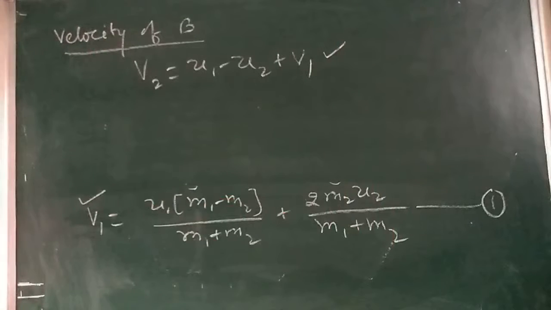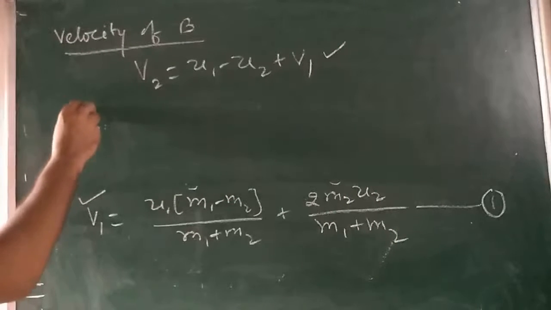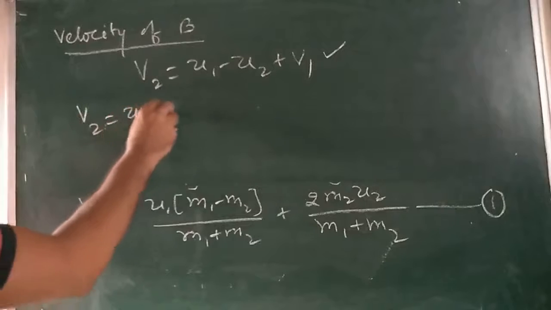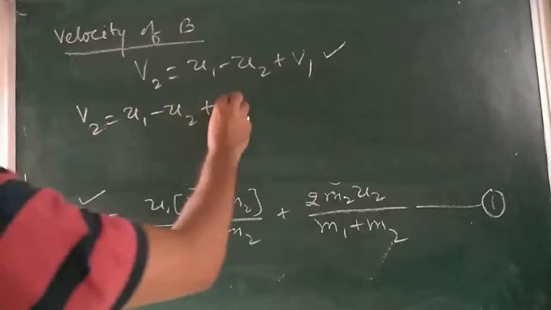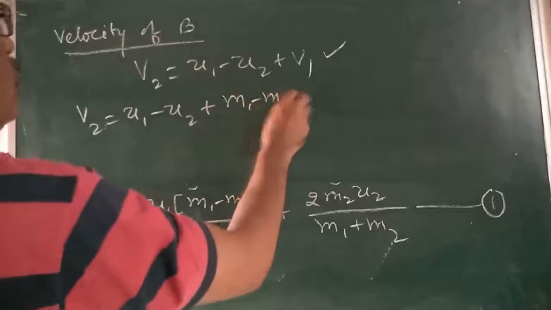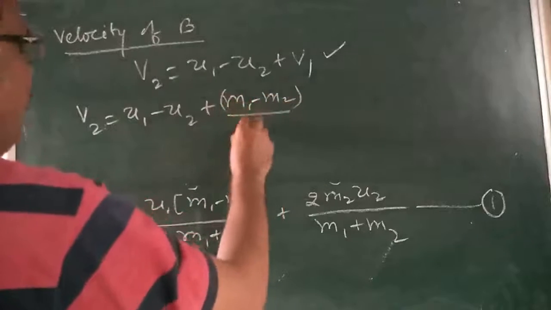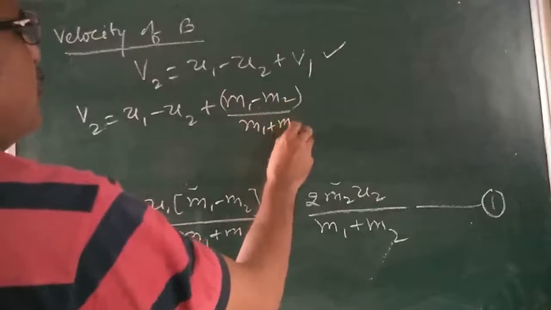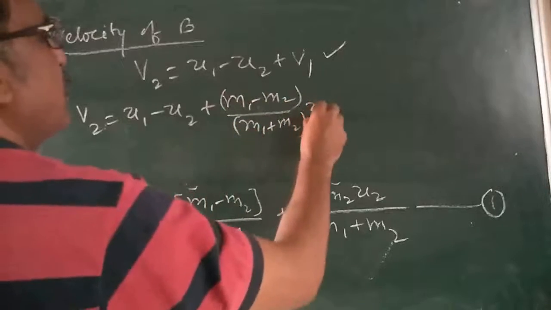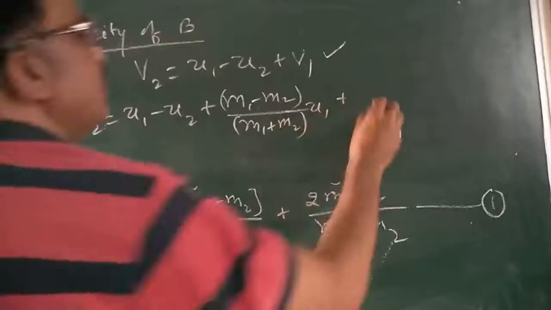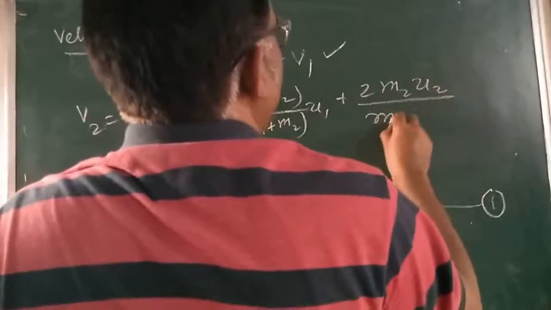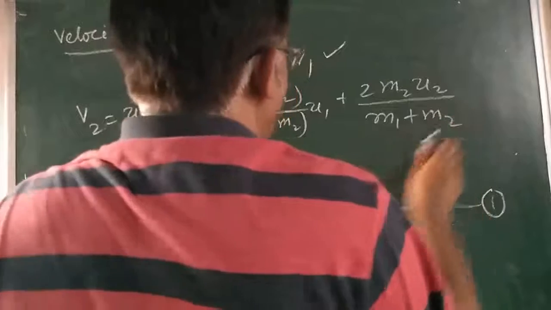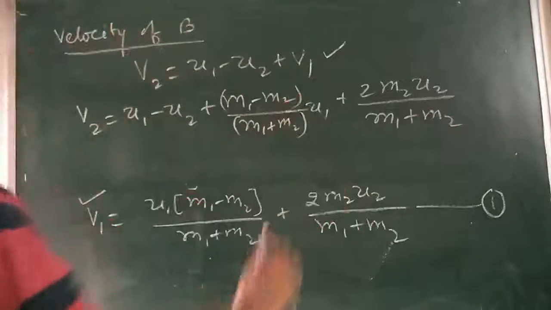So I can write here v2 comes out to be u1 minus u2 plus, in place of v1, write this: m1 minus m2 divided by m1 plus m2 into u1 plus twice of m2 u2 divided by m1 plus m2. Okay, I have put this value here. Now solve it.